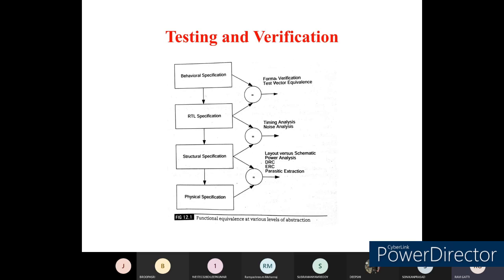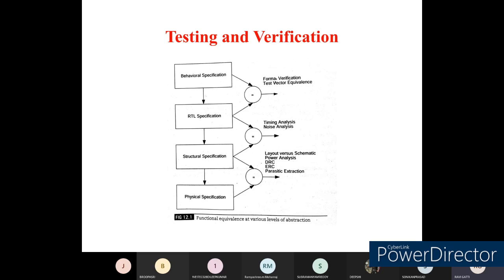So the next one is the abstraction levels, as we call it, or how we are going to do the testing and verification mechanisms we use in the VLSI implementation part. We are going to see it. Okay, so you can see here, we will first use the behavioral specifications, where you write your VHDL or Verilog program for a particular application.